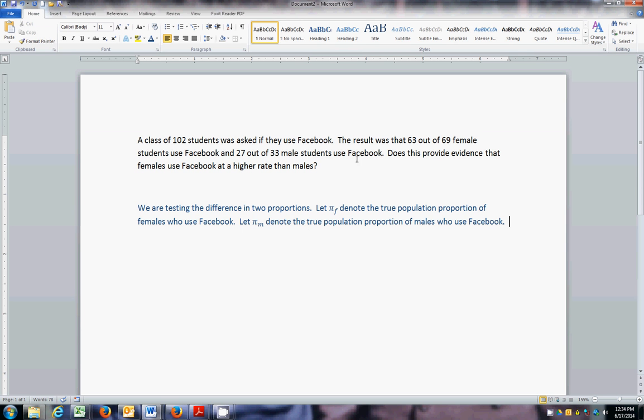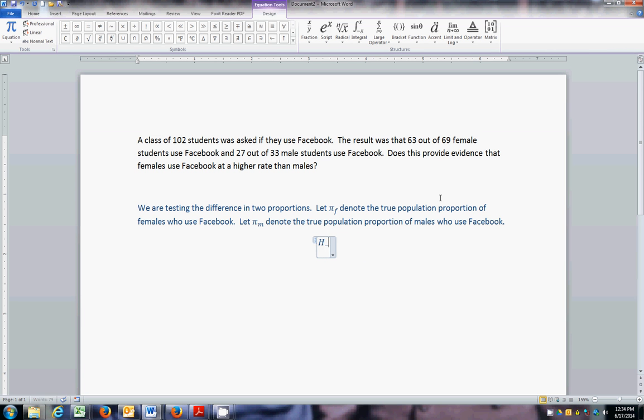Okay, so this data right here, we have a slightly higher percentage of females. 63 out of 69 is around 91%, and 27 out of 33 is around 82%. But we want to take this data and come up with a null hypothesis. So let's write down a null hypothesis. It needs to involve our population parameters, in this case our population proportions, and it needs to be equal.